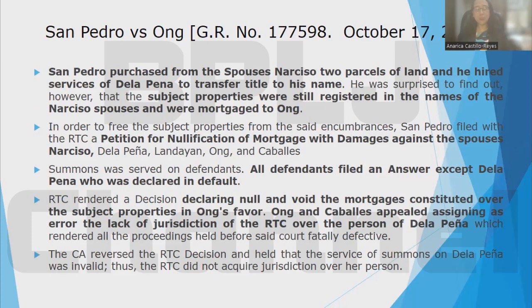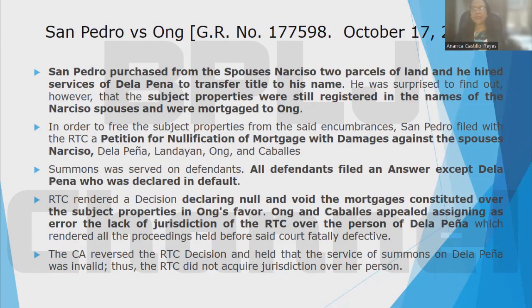San Pedro versus Ong. In this case, San Pedro bought from Narciso parcels of land and hired the services of De La Peña to transfer the title to his name. However, the subject properties were still registered in the names of Narciso and were mortgaged to Ong. In order to free the properties from the said encumbrance, San Pedro filed a petition to nullify the mortgage with damages against Narciso and De La Peña.